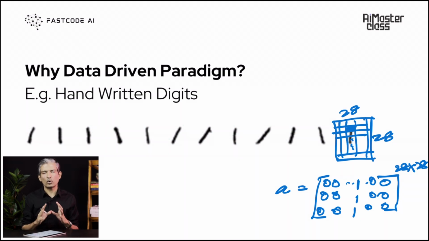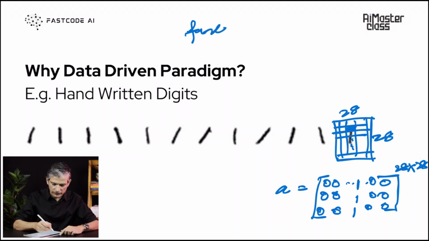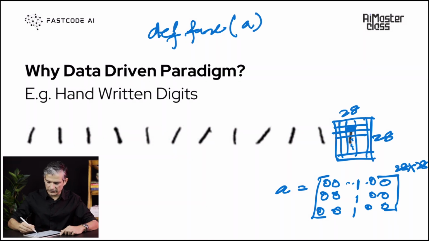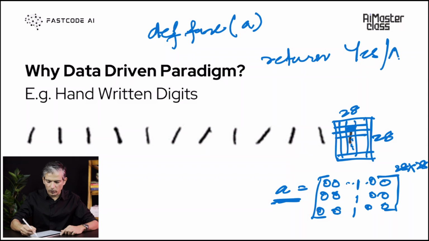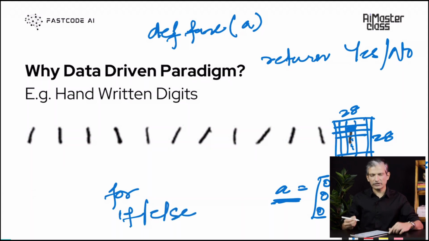And suppose we do not know of any machine learning, we do not know of any deep learning, and we want to write a hand coded program to be able to do this. So we want to write a function, let's say some function func where the input is this matrix A, and as a return in the end we want to return a yes or a no. And we have to write a program, and we know how to write for loops, we know if then else's, and using this we want to write a program. What would you do?